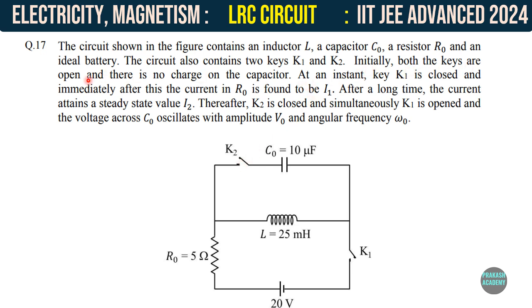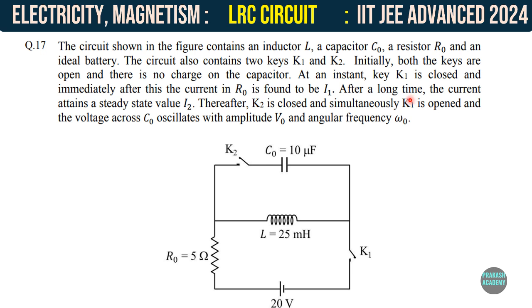Initially, both keys are open and there is no charge on the capacitor. So, this key and this key are open and there is no charge on the capacitor. At an instant, key K1 is closed and immediately after this the current in R0 is found to be I1. So, this key, that is K1, is closed, and once you close this key, this circuit completes and there is a current in this resistor and the value of this current is I1.